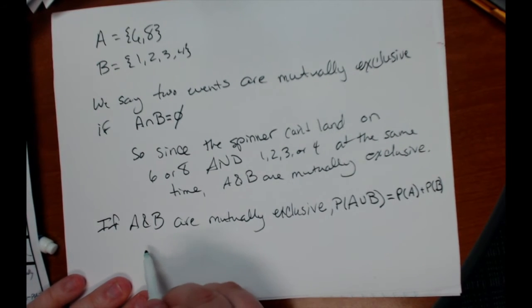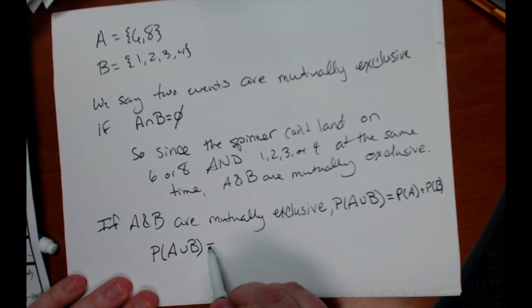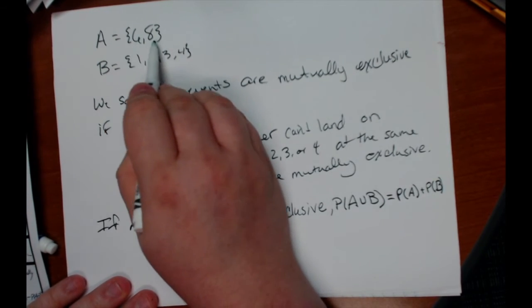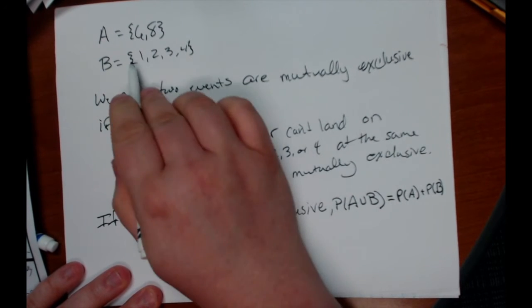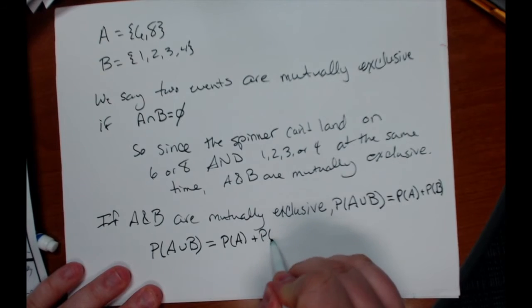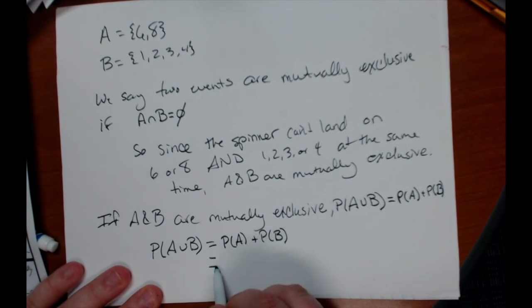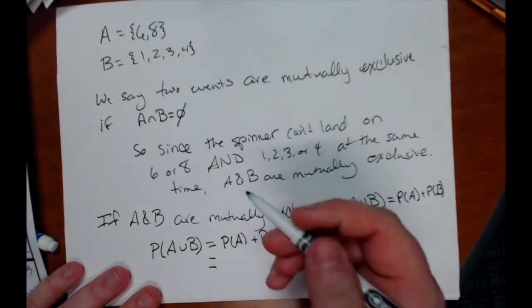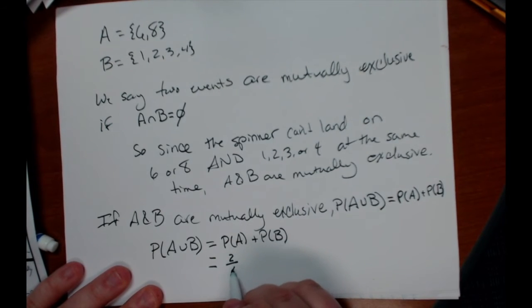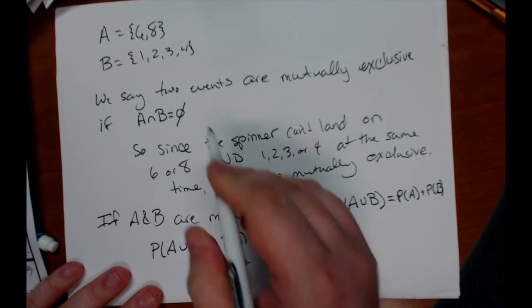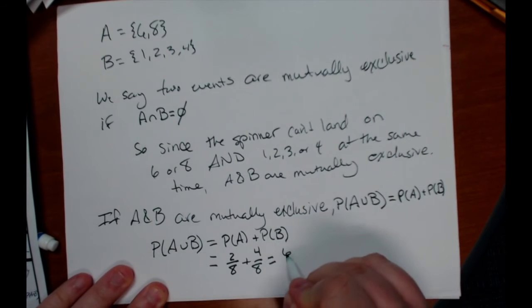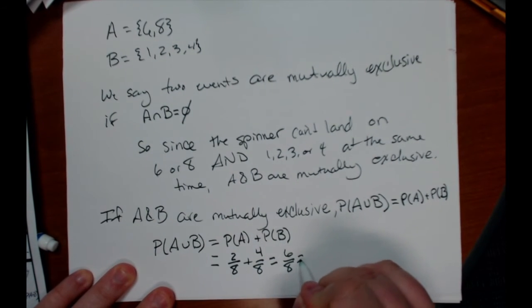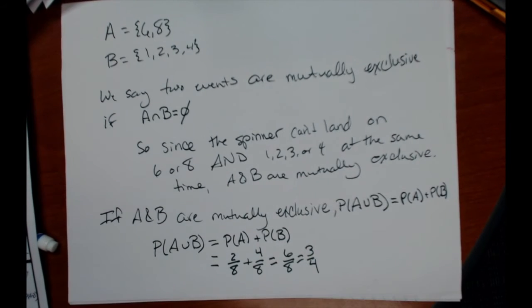And so here, I could say the probability of A or B, so the probability of 6 or 8 or 1, 2, 3, or 4 is just their sum. So A can happen 2 out of 8, and B can happen 4 out of 8, which is 6 out of 8, or 3/4.